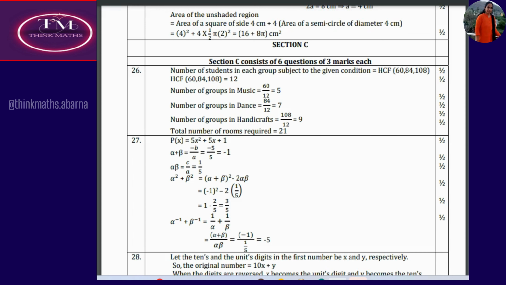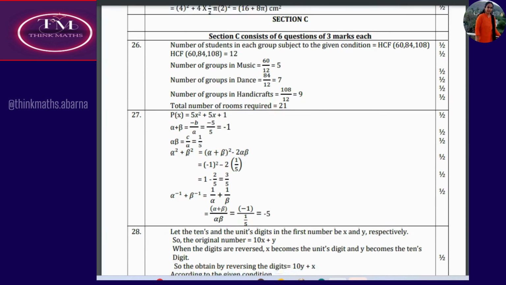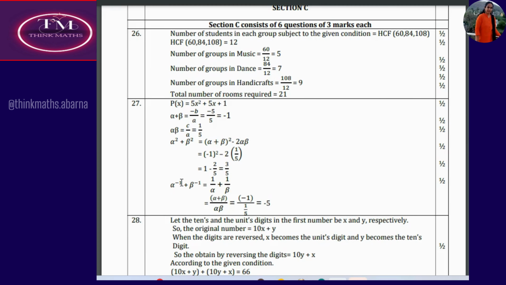In the same way, in this equation, you find out the value of alpha square plus beta square and alpha power minus 1 plus beta power minus 1. So we have to find out the summation of roots and product of roots. Write the equation, find out the summation of roots and product of roots. You will get half, half, half. Then find out the value of alpha square plus beta square, for calculation half a mark and solution half a mark. In the same way, for alpha power minus 1 and beta power minus 1, you will get the half marks.